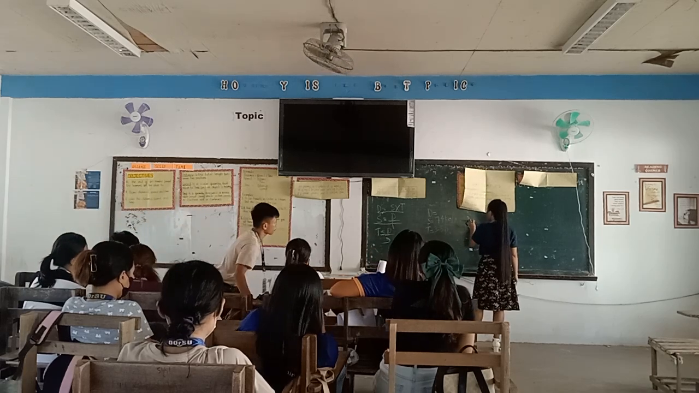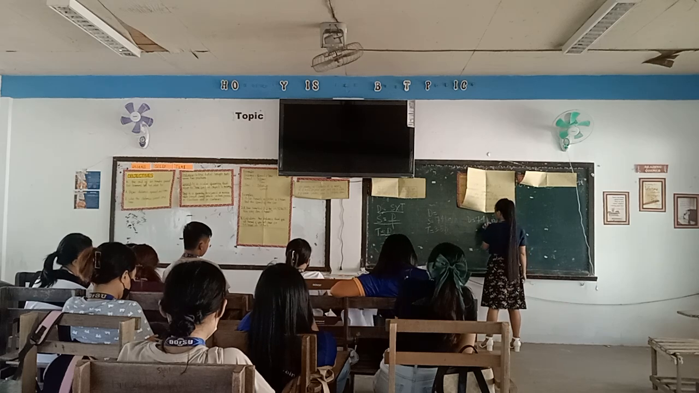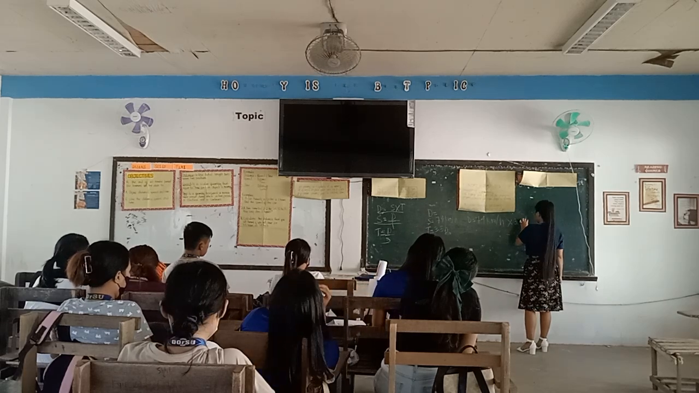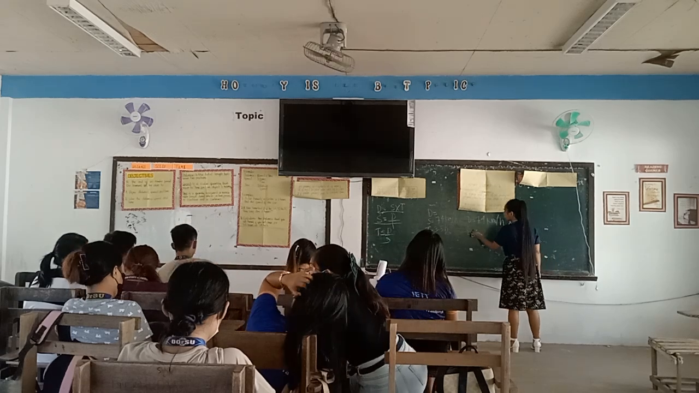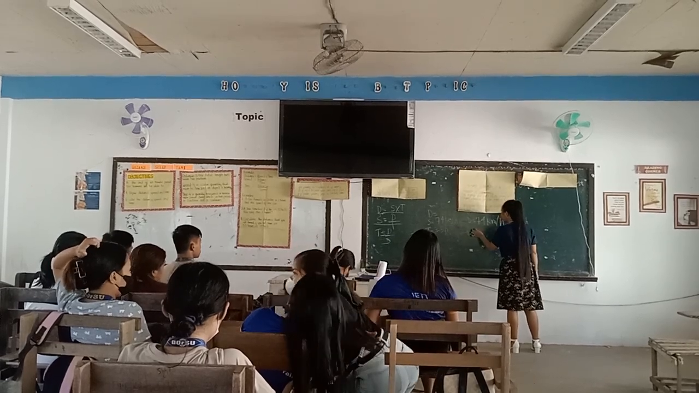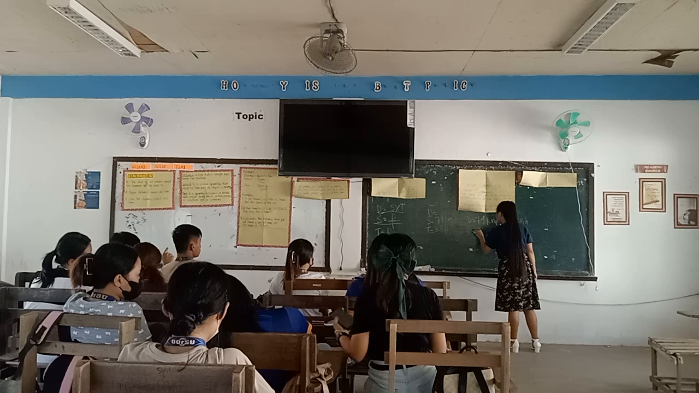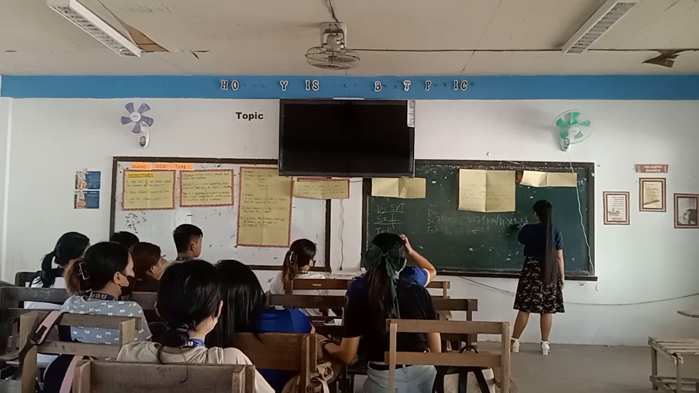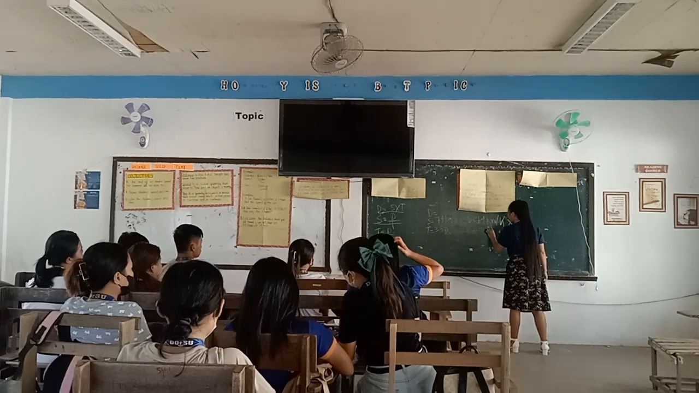So D is equal to 74 kilometers per hour times 3.5 hours, which is equal to... calculate. 259 kilometers. The hours cancel out, so the answer is 259 kilometers.